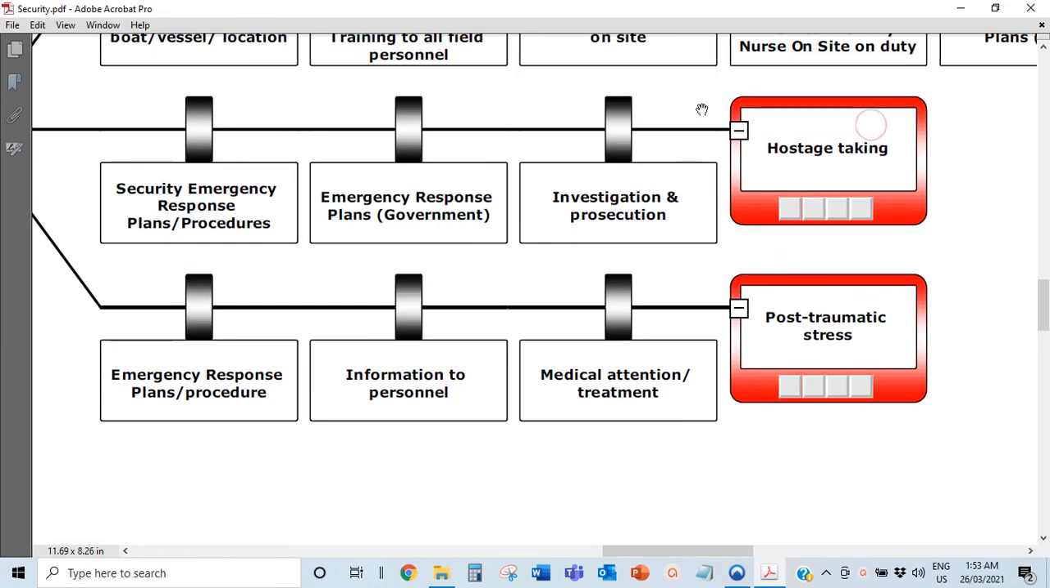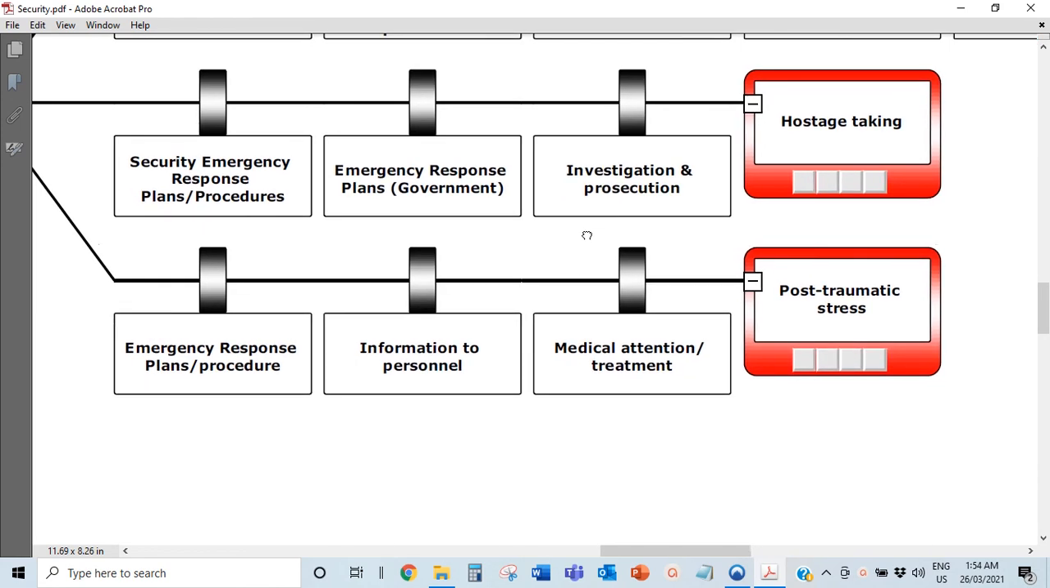You could come up with a lot more barriers. Like I said earlier on, you can come up with insurance to pay for it. Get creative as far as it's credible.